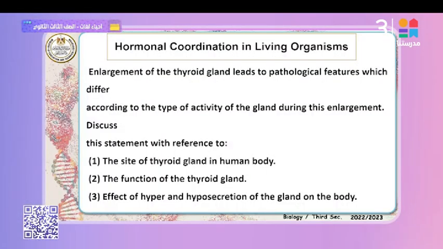Second, the function of the thyroid gland. The thyroid gland secretes two specific hormones. Number one, thyroxine, and the second, calcitonin.